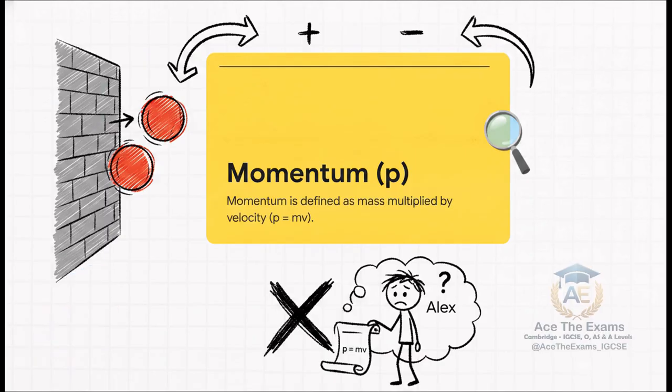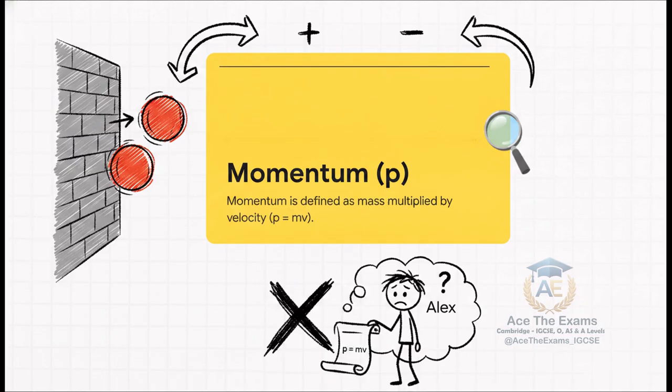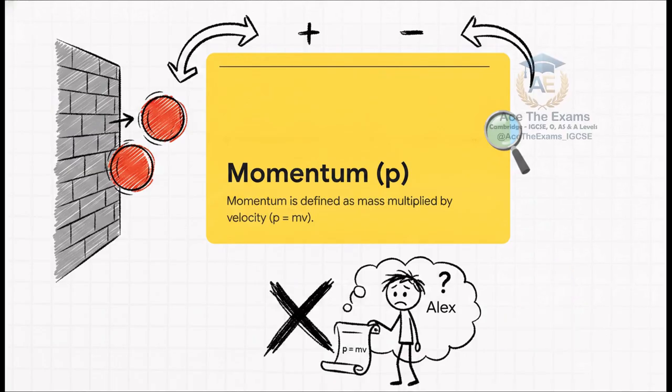The equation is beautifully simple. P equals mv. But listen to me carefully. The trap here is not the equation itself. It is how we use it under pressure. Velocity is a vector quantity, which means direction absolutely matters. It is literally half the definition.